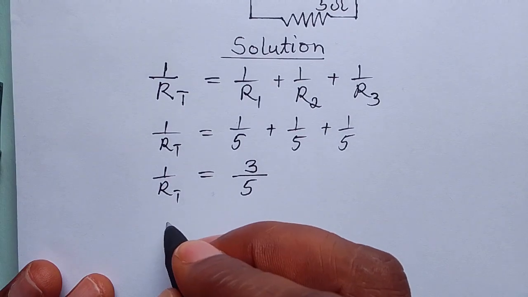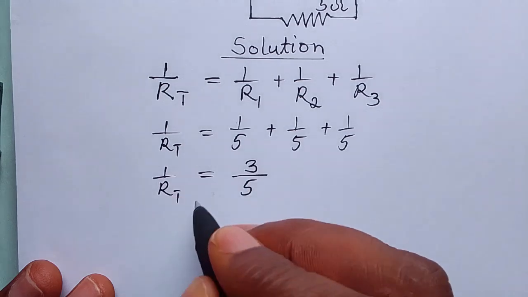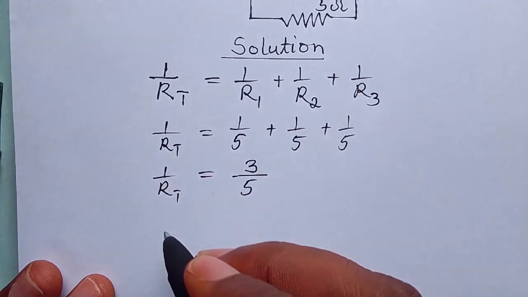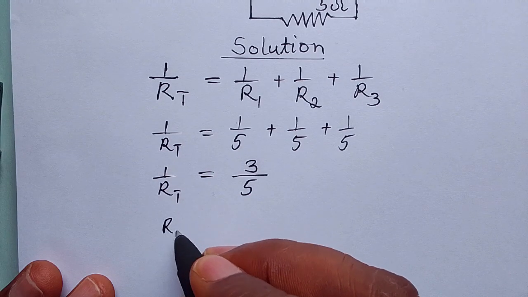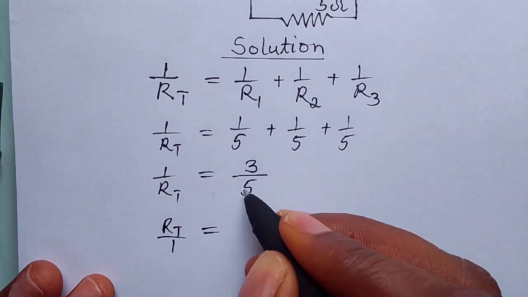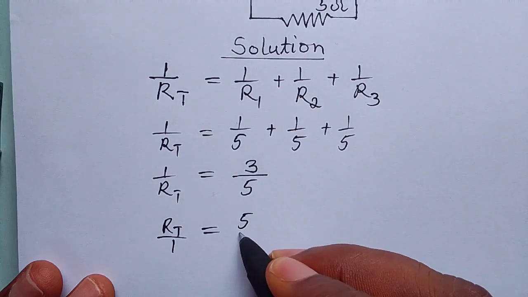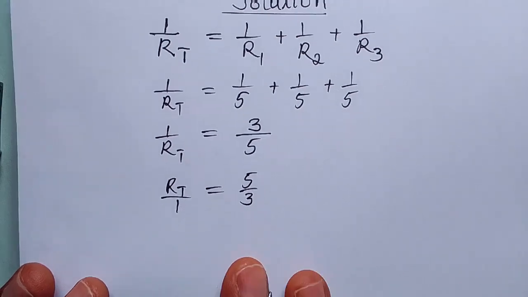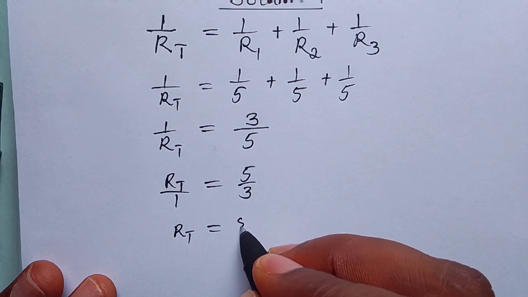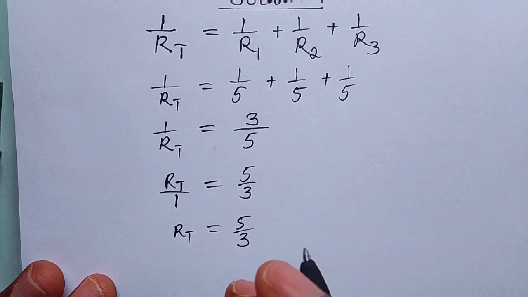For me to get my R_T, I need to take the reciprocal of both sides, which means you merely invert the fraction. So this becomes R_T over 1 is equal to the inverted fraction 5 over 3. This implies that R_T is equal to 5 over 3.